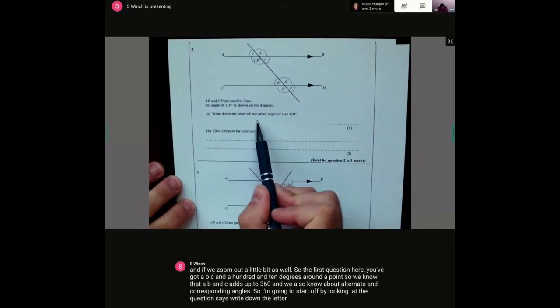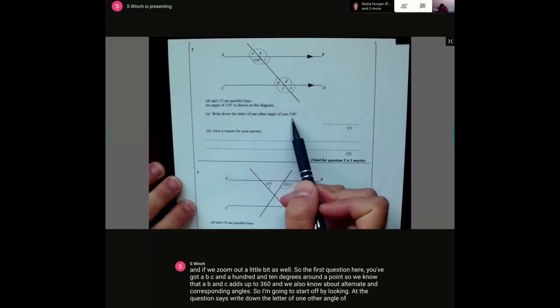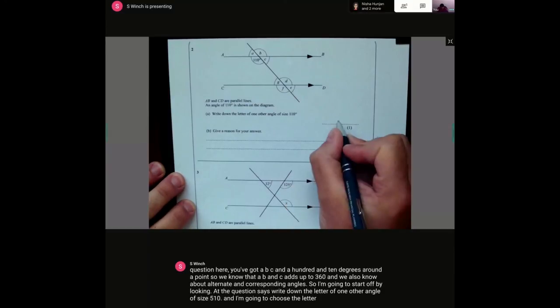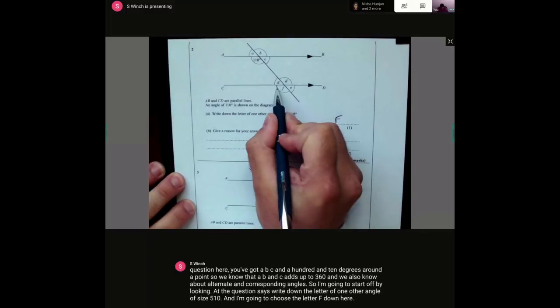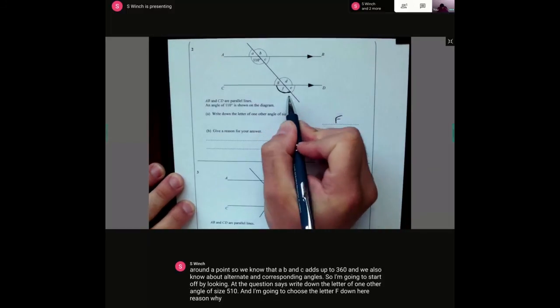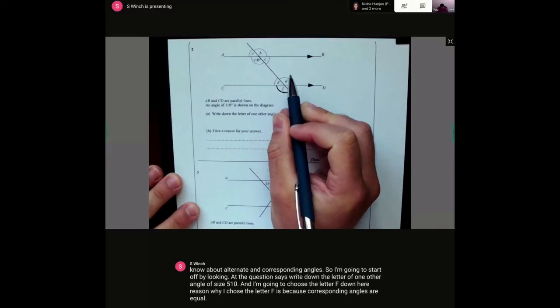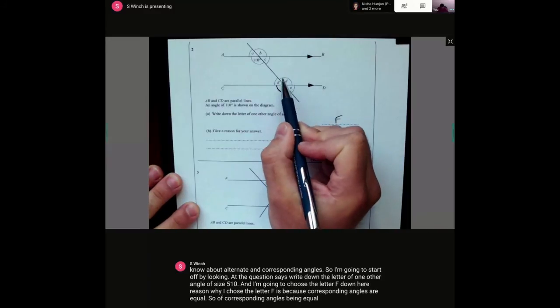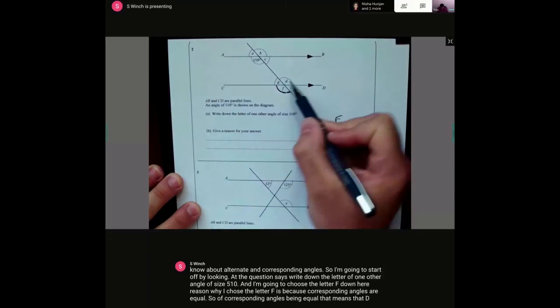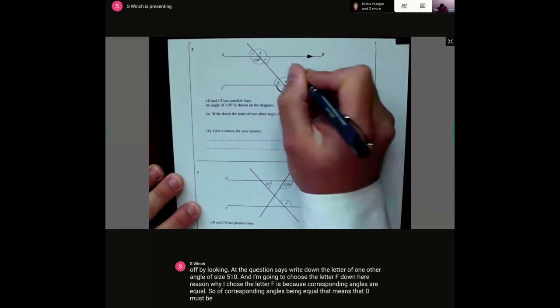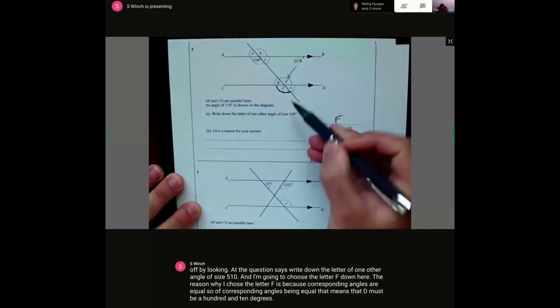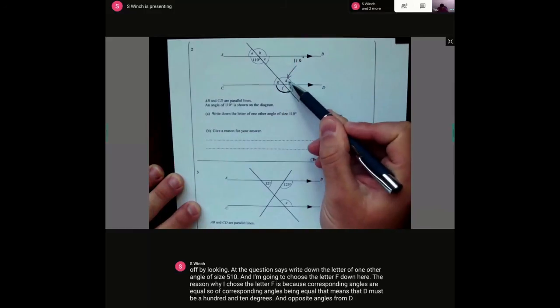So we're going to start off by looking at what the question says. Write down the letter of one other angle of size 110. And I'm going to choose the letter F down here. The reason why I chose the letter F is because corresponding angles are equal. So with corresponding angles being equal, that means that D must be 110 degrees. And opposite angles from D are also the same.